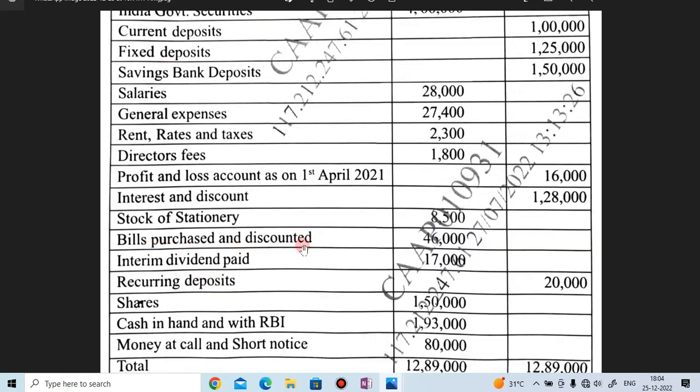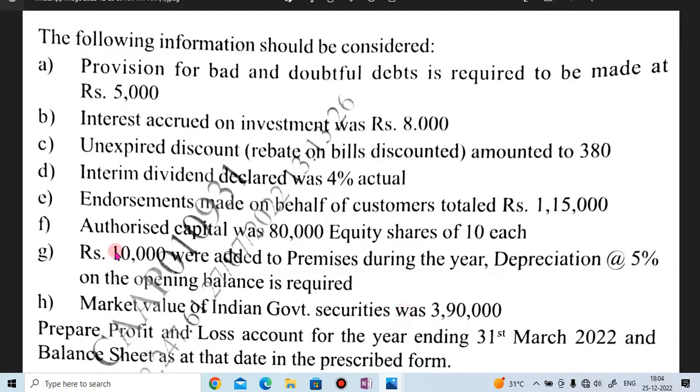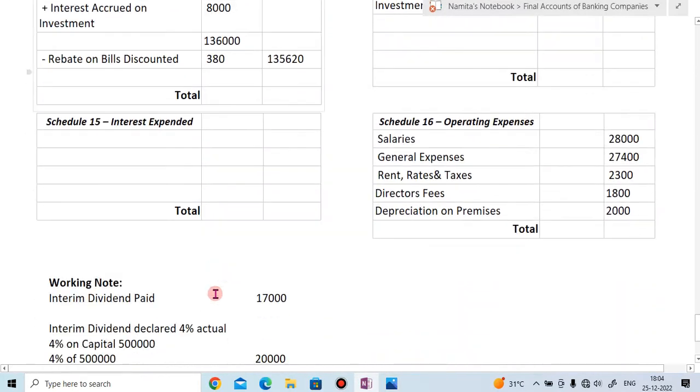After bill purchase and discount, next is interim dividend paid 17,000, okay. Now this is important, okay. Now read the adjustment on interim dividend paid. There is adjustment. Interim dividend declared was 4% actual. How much is the interim dividend declared? 4%. Now interim dividend is declared on what? On the share capital, okay. So how much is the share capital? 5 lakh is the share capital.